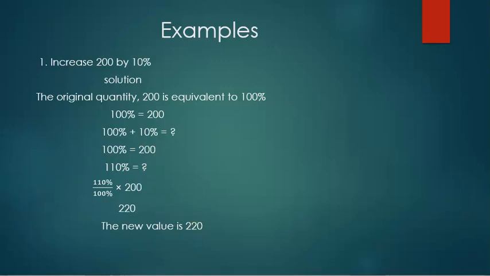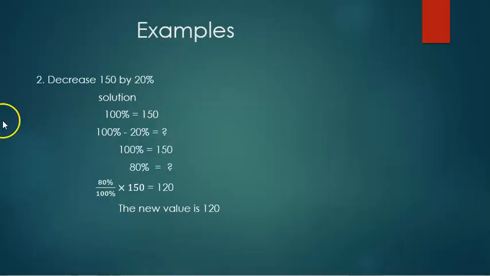Now, let's take another example. Now in this example, we have to decrease 150 by 20%. So, as usual, we are going to take our 100% to be equal to 150. Since this is the 150 we are decreasing, we are taking this as the original quantity. After we decrease, we will get a new quantity which will be lesser than the original quantity. So we are taking the 100%, which is the original percentage, to be equal to the original quantity.